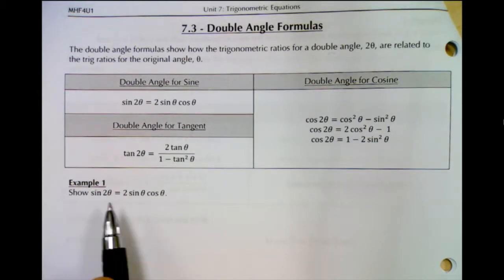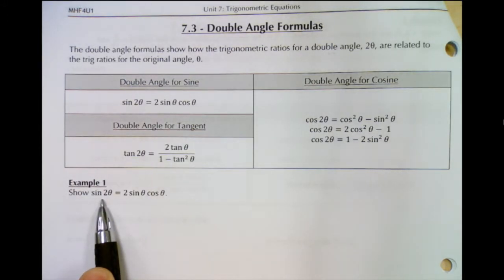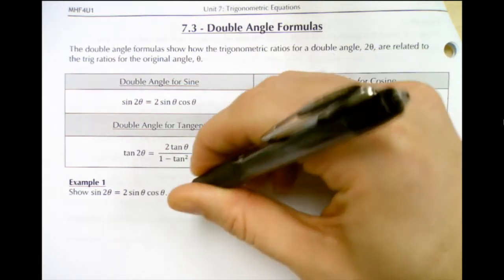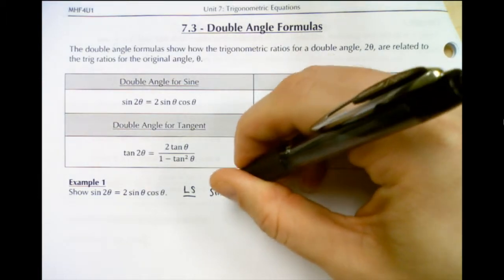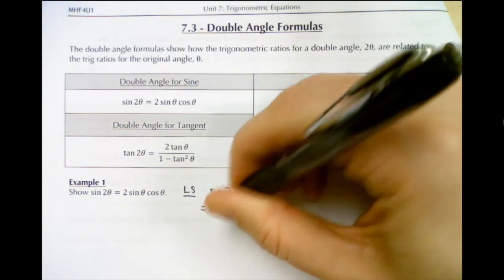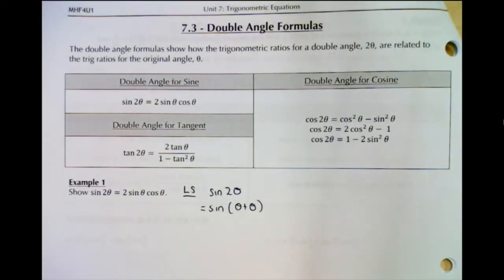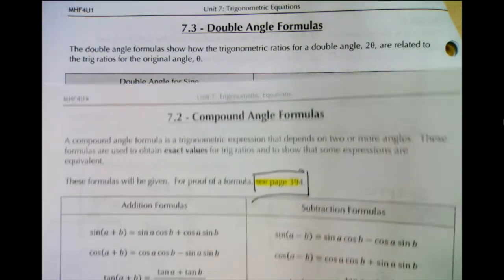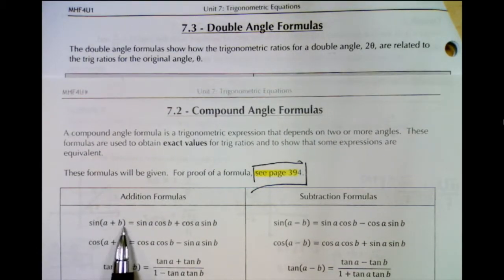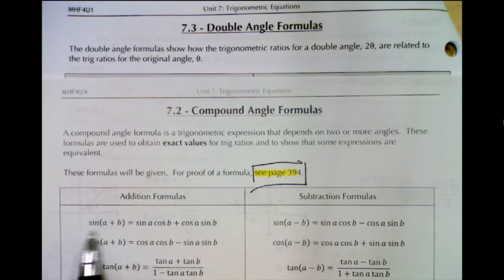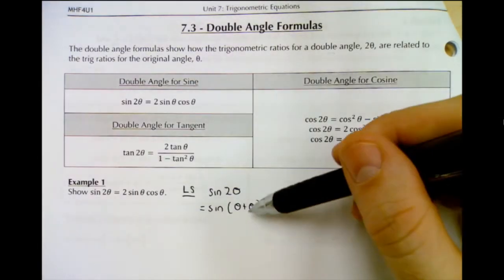This double angle formula for sine actually comes from the compound angle formula for the sum of 2 sines. I can demonstrate this by working with just the left side, sine 2 theta. 2 theta is just the same as theta plus theta, and this looks a lot like the sum of sines. From our last lesson, sine A plus B is just sine A cos B plus cos A sine B. So if I use the addition formula for sines, I can expand sine theta plus theta.